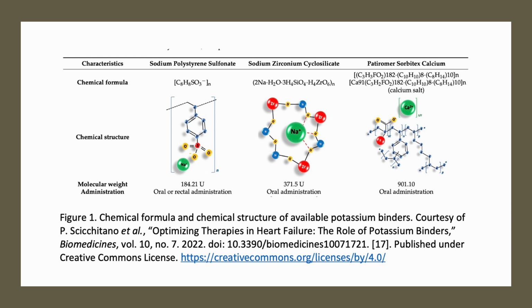Now, this picture shows you the different chemical structure of sodium polystyrene sulfonate. On the left, this is the old Kayexalate, and then in the middle, the sodium zirconium cyclosilicate, or Lokelma, and to the far right, the Patiromer, or Veltassa. So each one is very different from the other chemically.